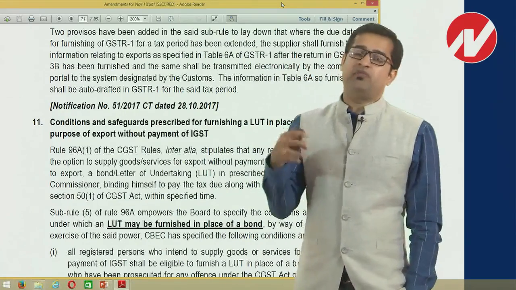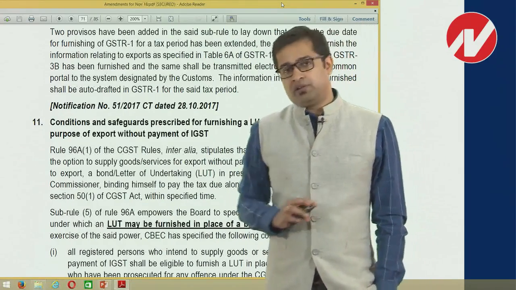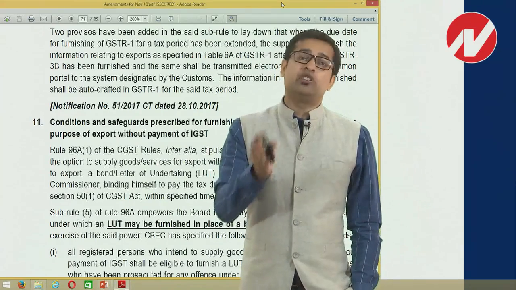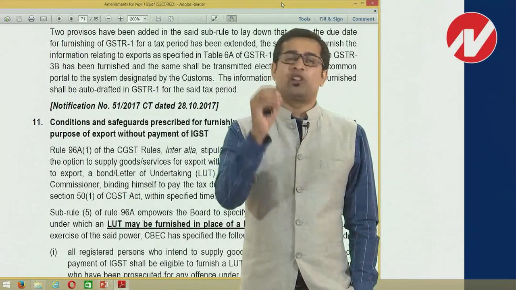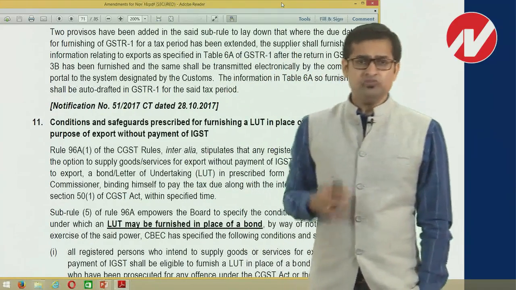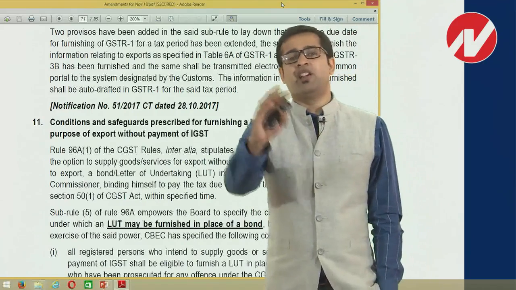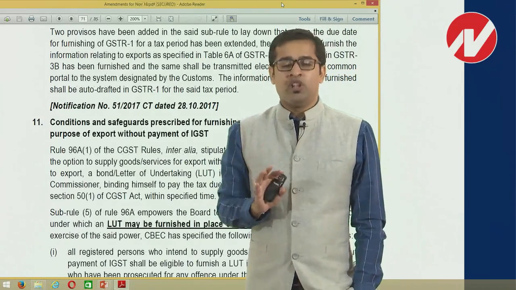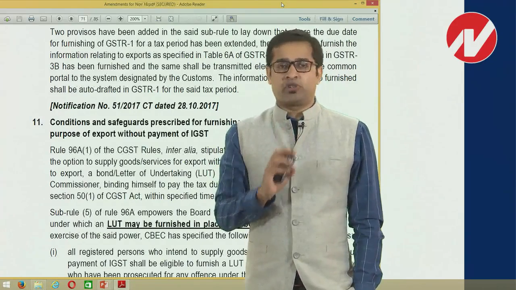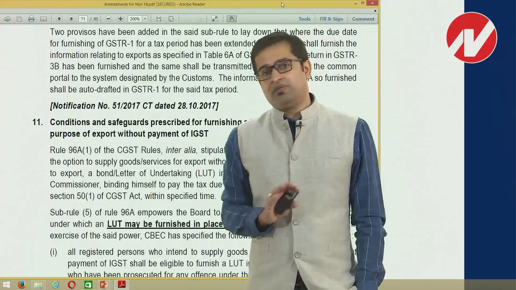But the bond comes with the surety and security perspective, so technically that bond is difficult. As compared to that, LUT was a much easier option because it's purely an undertaking without any surety, security or liability. It is purely a self-undertaking that whatever goods I remove from the factory will be exported within a limited time period. So LUT was a much easier option but was granted only to few people. As compared to that, bond was available to everyone.